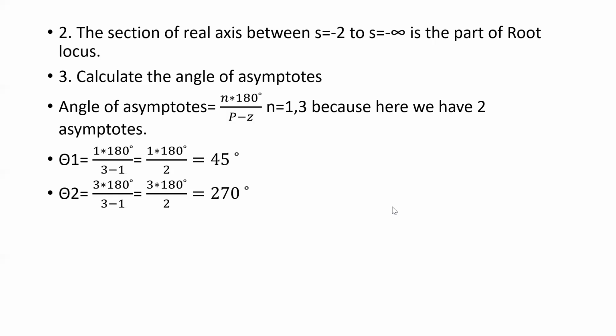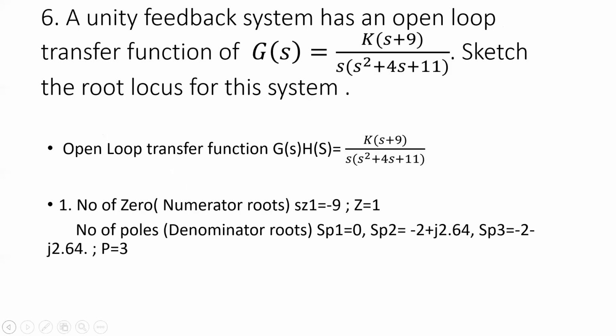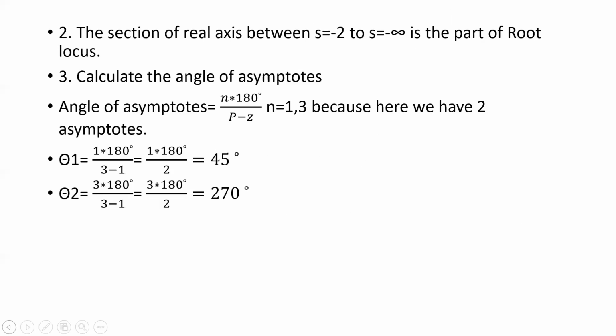Then we'll go to the next problem, the sixth problem. Here again the open loop transfer function is given, for which you have to sketch the root locus. From the open loop transfer function, we see it has a 0 at -9, and it has 3 poles at 0 and at -2 plus or minus j 2.64. Then we'll have to mark the region of root locus. Again, looking at the odd and even number, we'll have to mark the region of root locus.